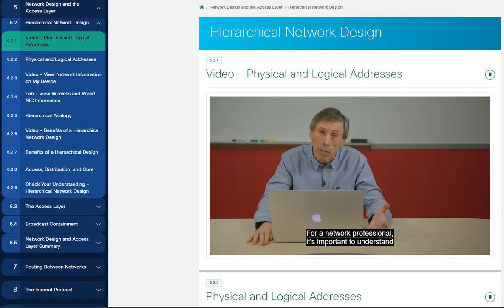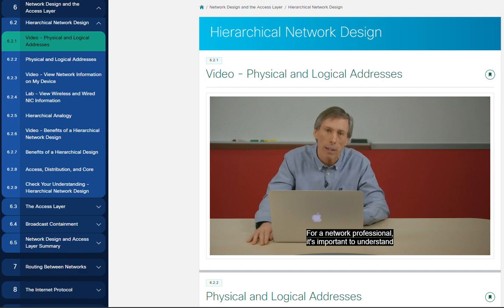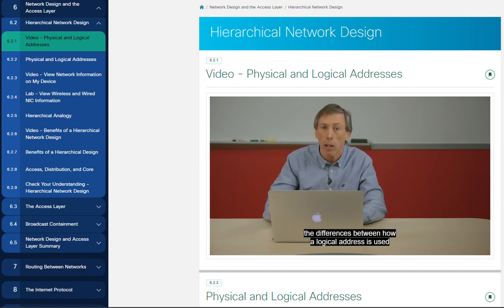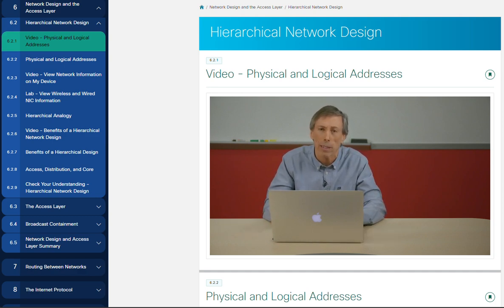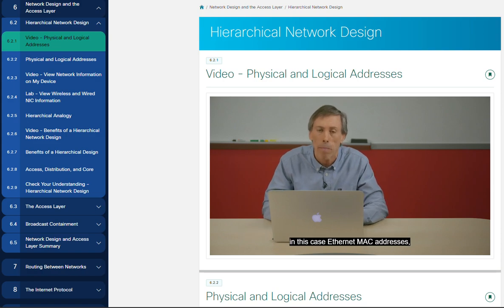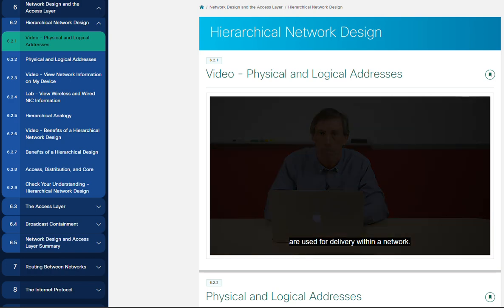So for a network professional, it's important to understand the differences between how a logical address is used for end-to-end delivery and how physical addresses, in this case Ethernet MAC addresses, are used for delivery within a network.